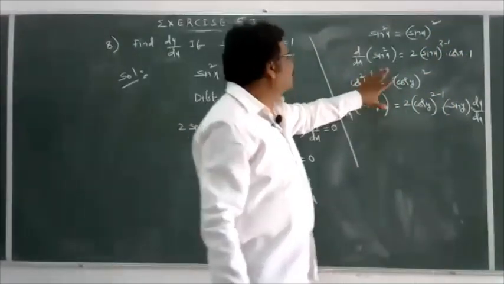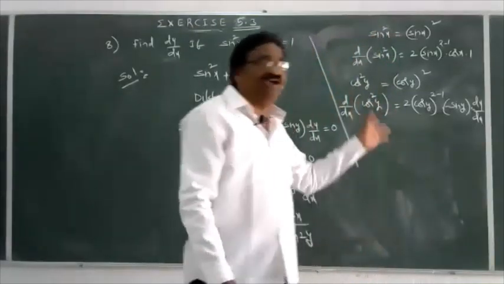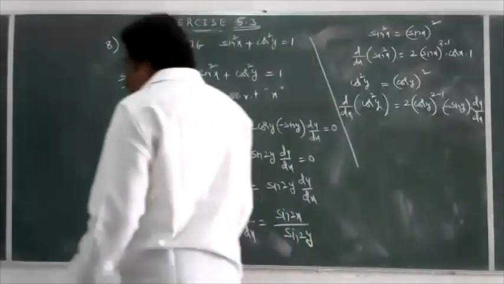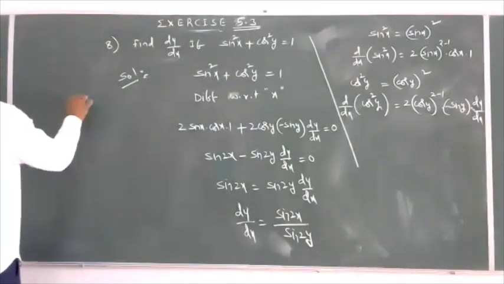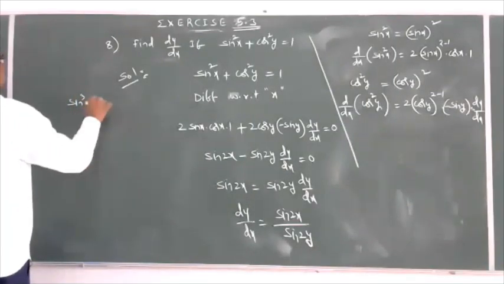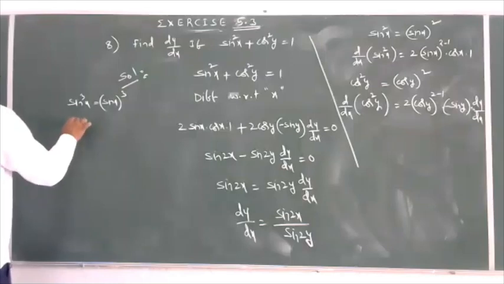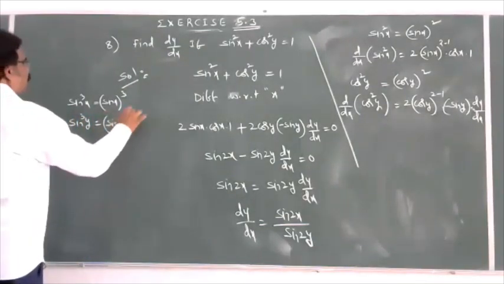So you remember this, how to find the derivative of sin square x and cos square y. That's the type of terms. For example, they give sin cube x. This is sin x whole cube. They give sin cube y. This is sin y whole cube.